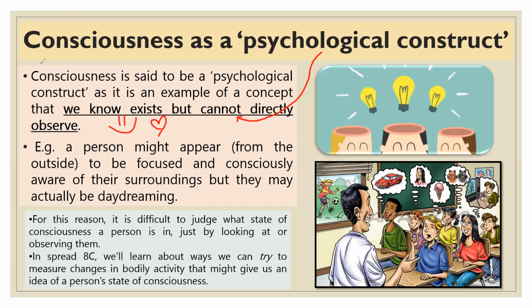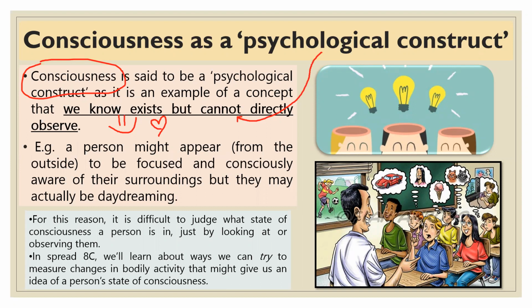Similarly, consciousness is something that we know exists. We know that people can go from a state of being unconscious to being conscious. We know that they can go from being conscious, like listening in class, to daydreaming, which is an altered state of consciousness. So essentially, consciousness is something we know exists, but we can't directly observe or measure that particular concept with 100% certainty. We can get close to measuring it, but there are many factors that can influence whether someone is conscious or not.